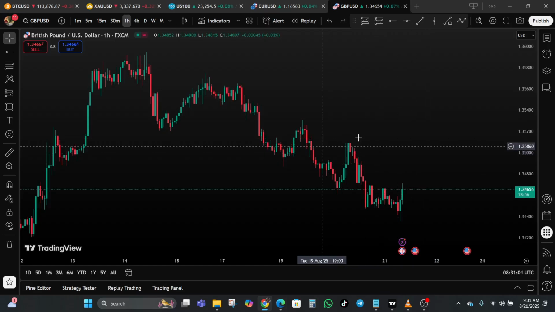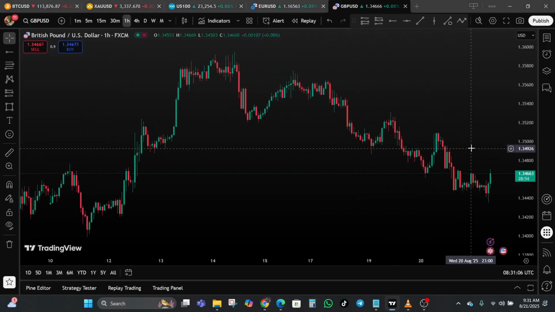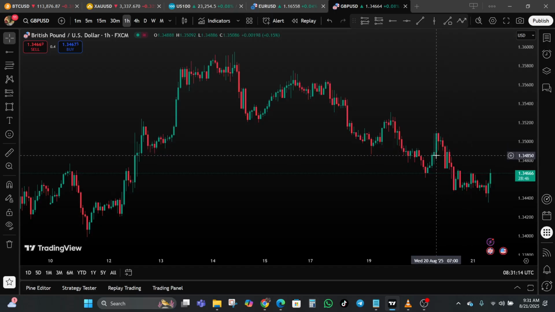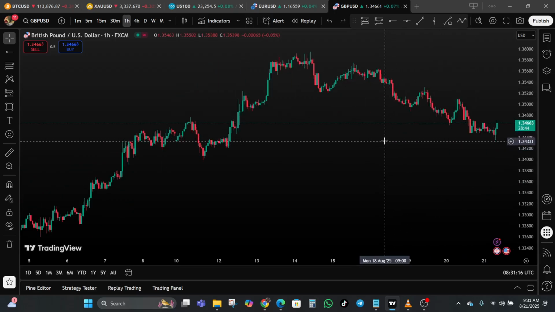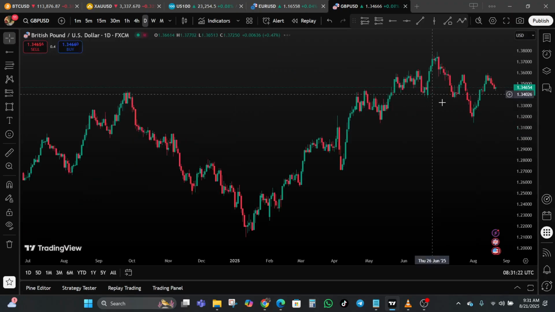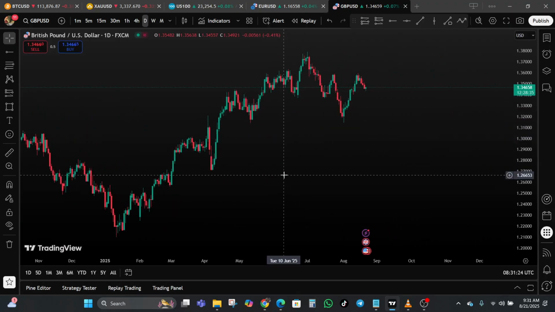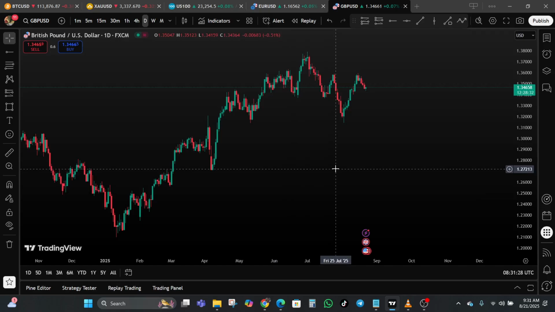What exactly is a rejection block? In simple terms, it's a price level where the market pushes into an area but then gets firmly rejected. So this rejection forms a footprint on the chart that shows where institutions stepped in to defend a key level. Okay, so these zones often act as reversal or continuation areas, making them critical to identify.